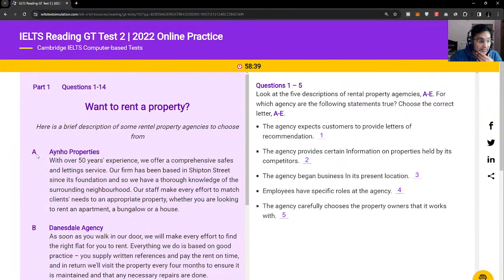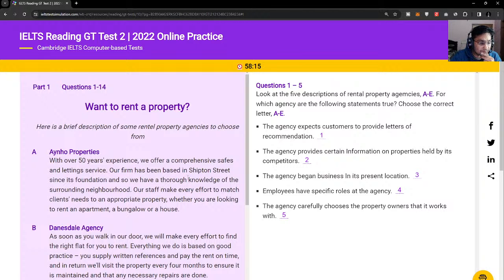Okay, so let's get started. With over 50 years experience, we offer a comprehensive sales and letting service. Our firm has been based in Shipton Street since its foundation, and so we have a thorough knowledge of the surrounding neighborhood. Our staff makes every effort to match clients' needs to an appropriate property, whether you are looking to rent an apartment, a bungalow, or a house.